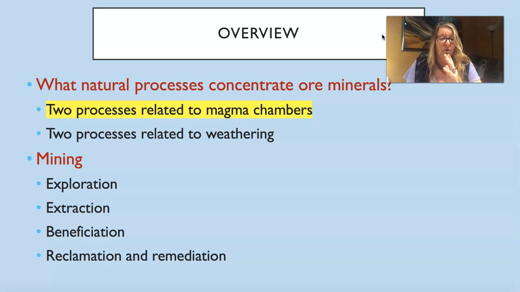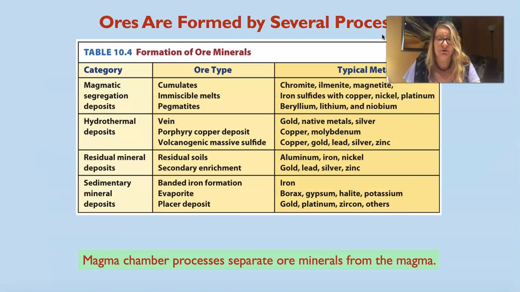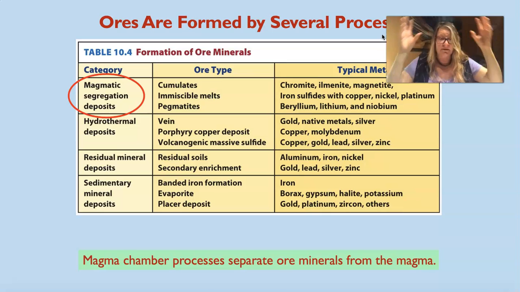So two sets of processes are related to magma chambers. The other two are related to weathering. So let's look at these first two. The first one, the category is called magmatic segregation deposits, which is a fancy way of saying that magma chambers somehow separate ore minerals from magma, or they separate the magma from the ore minerals. Somehow there's a separation involved in the process of the magma chamber cooling or the magma chamber mixing.